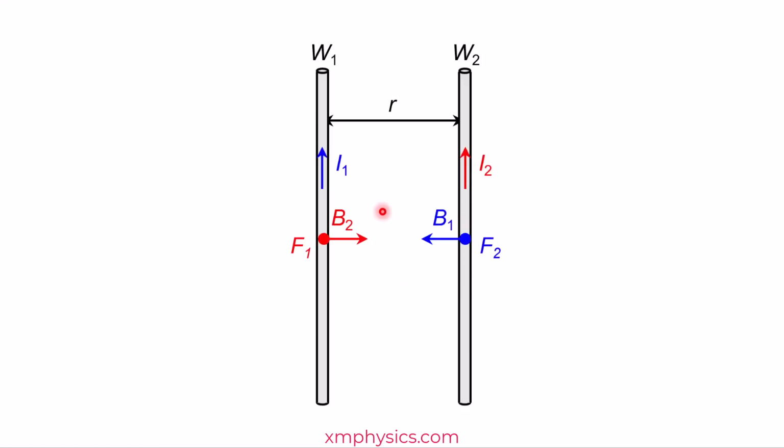Now let me ask you a question. Suppose I1 is 1 milliamp and I2 is 1000 amp. So which magnetic force is stronger? F1 or F2? Did I hear some of you say, same? Same? Really? Can they be the same?